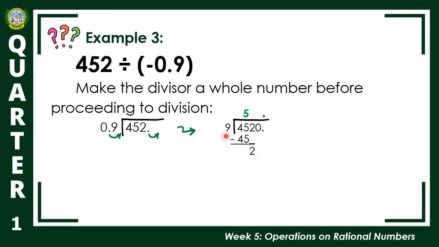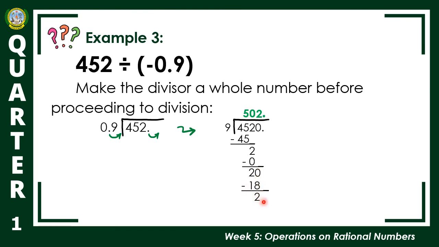Ayan. So, 2 divided by 9, cannot be ulit. Automatic, this will become 0 na. So, 0 times 9 is 0. And then, subtract 2 minus 0 is 2. And then, bring down the next digit, which is 0. 20 divided by 9 is 2. 2 times 9 is 18. Subtract again. 20 minus 18 is equal to 2.